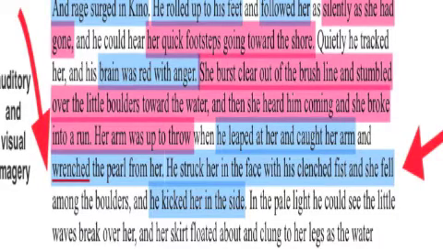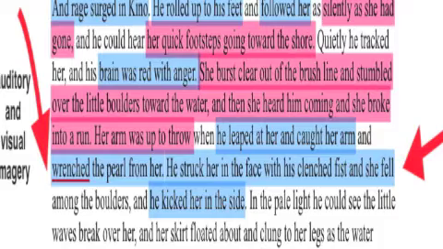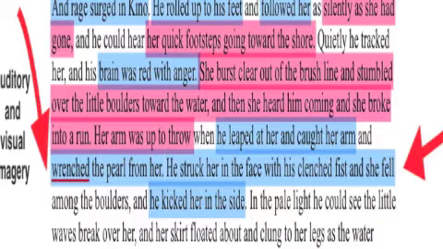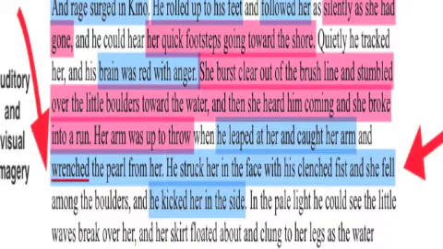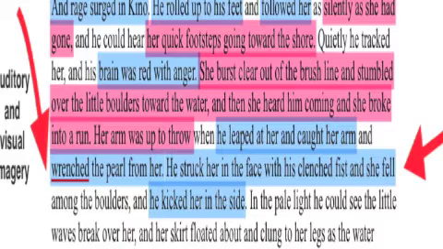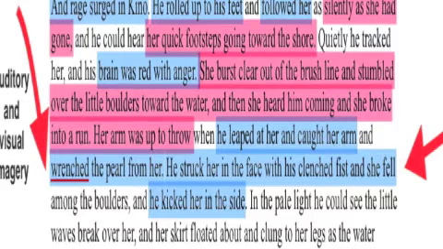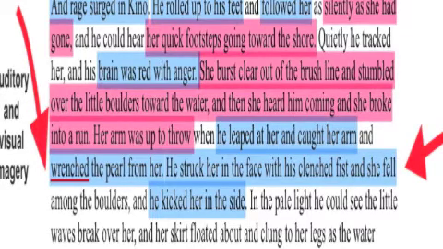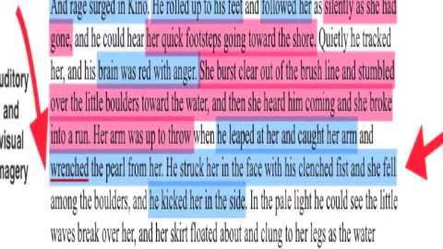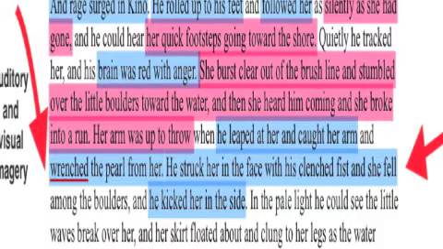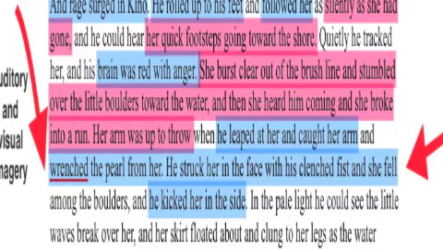He struck her in the face. So right after that, he immediately proceeds to assault her. He struck her in the face with his clenched fists, and she fell among the boulders. And he kicked her in the side. So if it wasn't enough for him to punch her, he kicks her. And this is just terrible. So here it is. This woman has been assaulted, and so how do we justify this? And how does Steinbeck justify it? And that's the question that we really want to discover here.